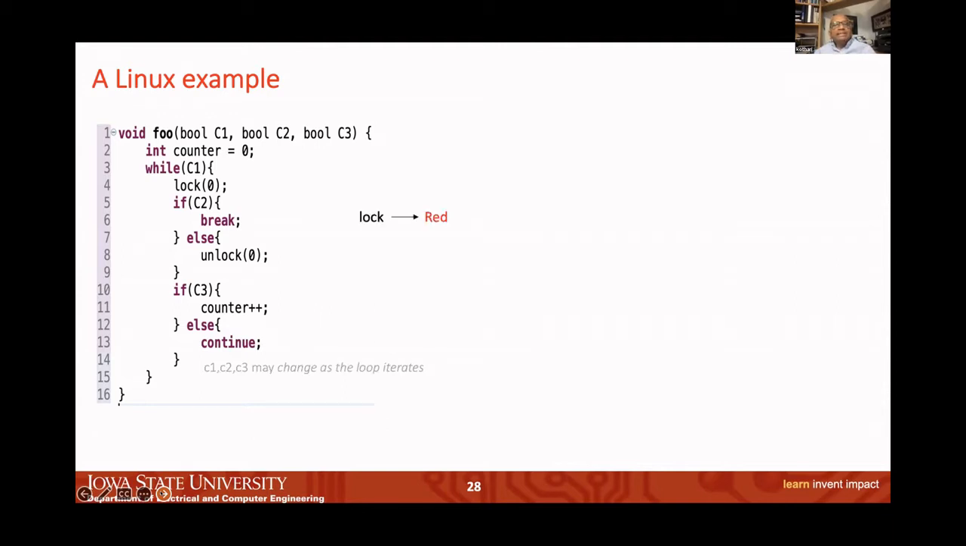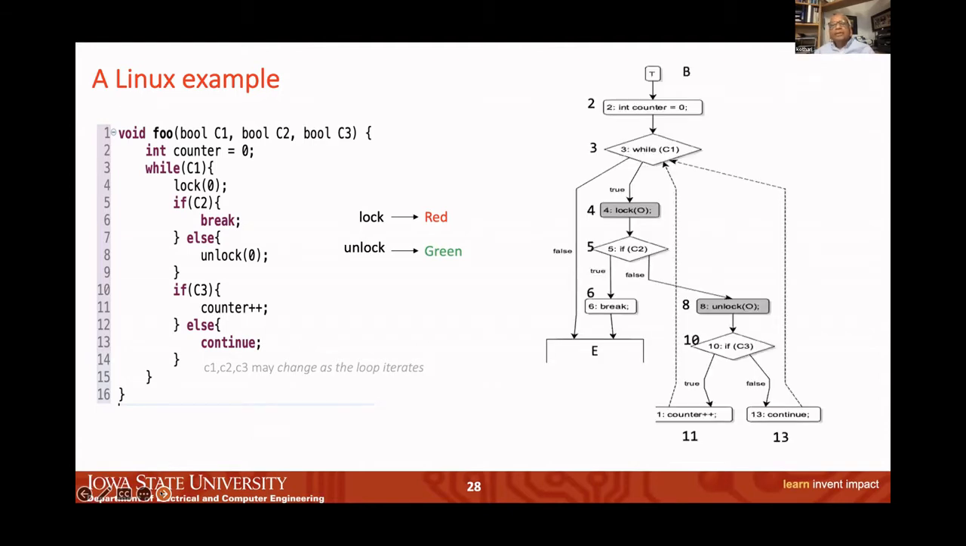Now, think of lock as a red node and unlock as a green node. We want to verify that on every path, a red node is followed by a green node. So here is the control flow graph for the given code. You can see that there is a loop in this code, this while loop. You start from while, you can go to lock, unlock, then there is a condition, and you can come here and go back to the loop.